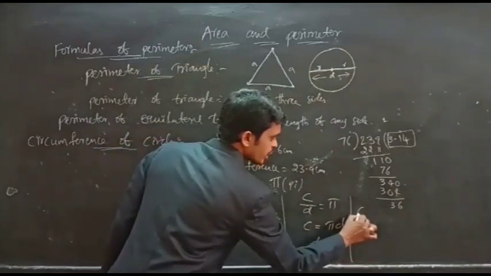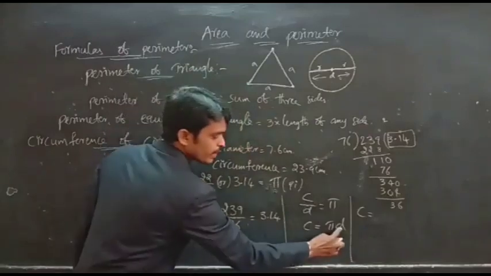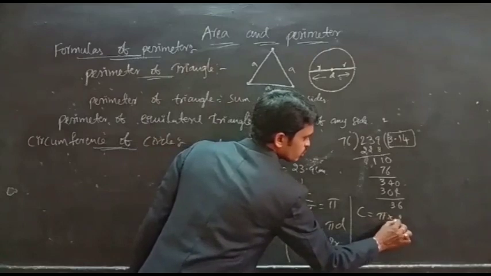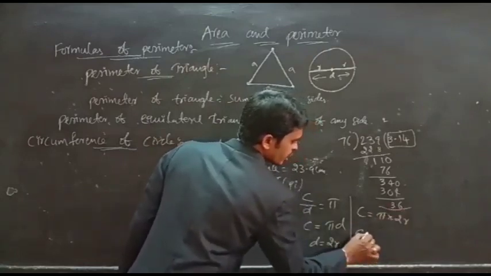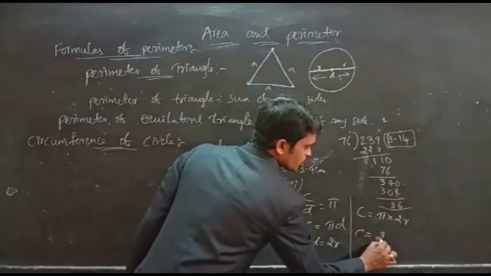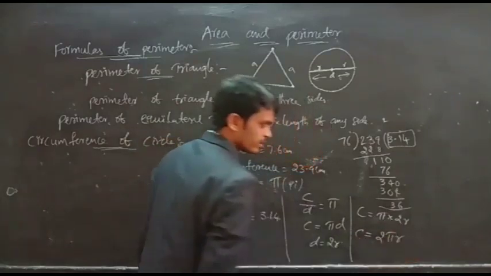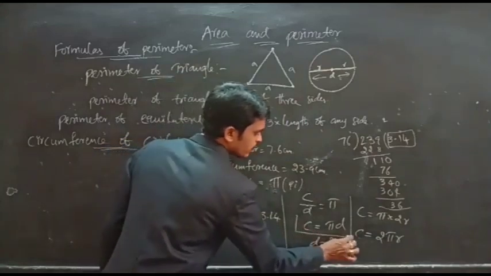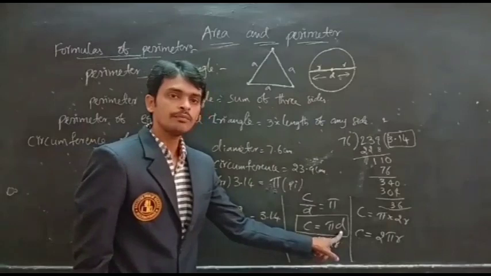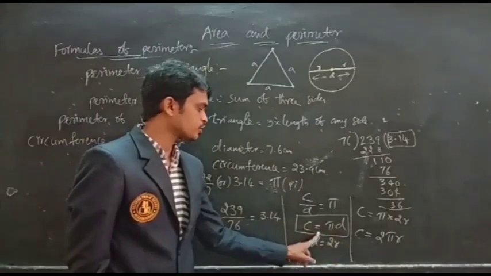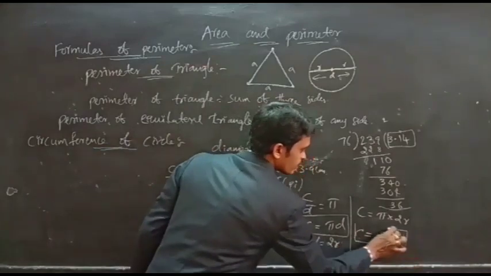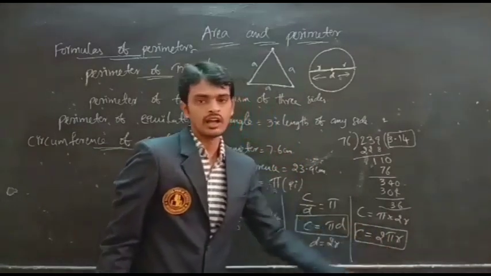Then C is equal to, in the place of D we can write 2r. Then C is equal to pi into 2r, nothing but 2 pi r. So we have 2 formulas for circumference. If the diameter is given, we write C is equal to pi d. If the radius is given, we write the circumference of the circle is 2 pi r.